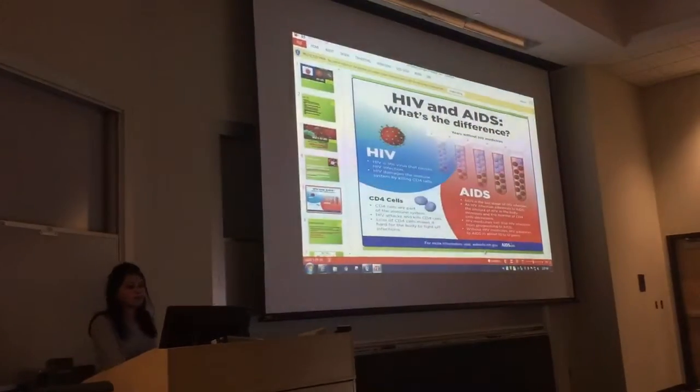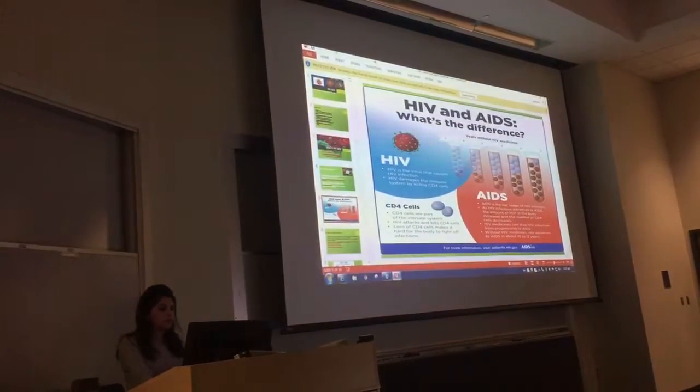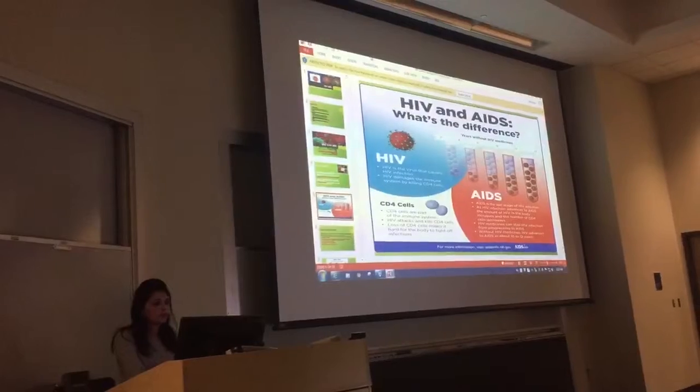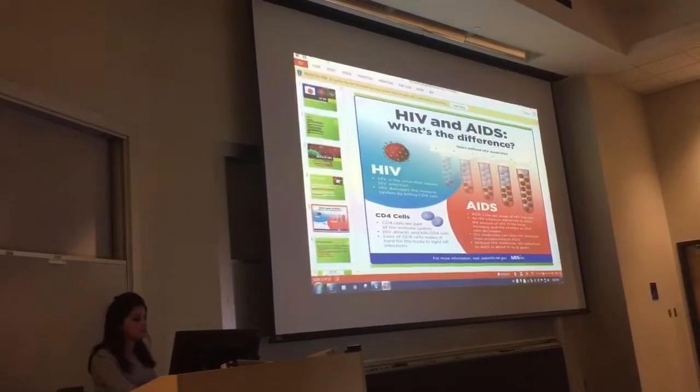And this is a chart that pretty much tells you the difference between HIV and AIDS. It tells you about the CD4 cells, what they are, what HIV is and what AIDS is, and so it just gives you a little difference.